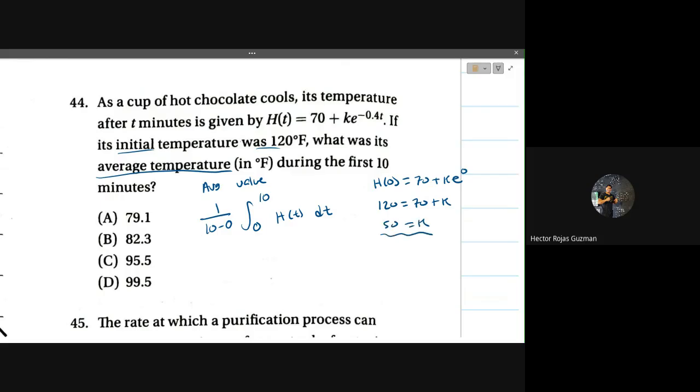Now you can plug it in. That's what we needed to complete the equation for h. I didn't catch that when I was doing it the first time. I just thought average value, bam, set it up. The answer here is B.